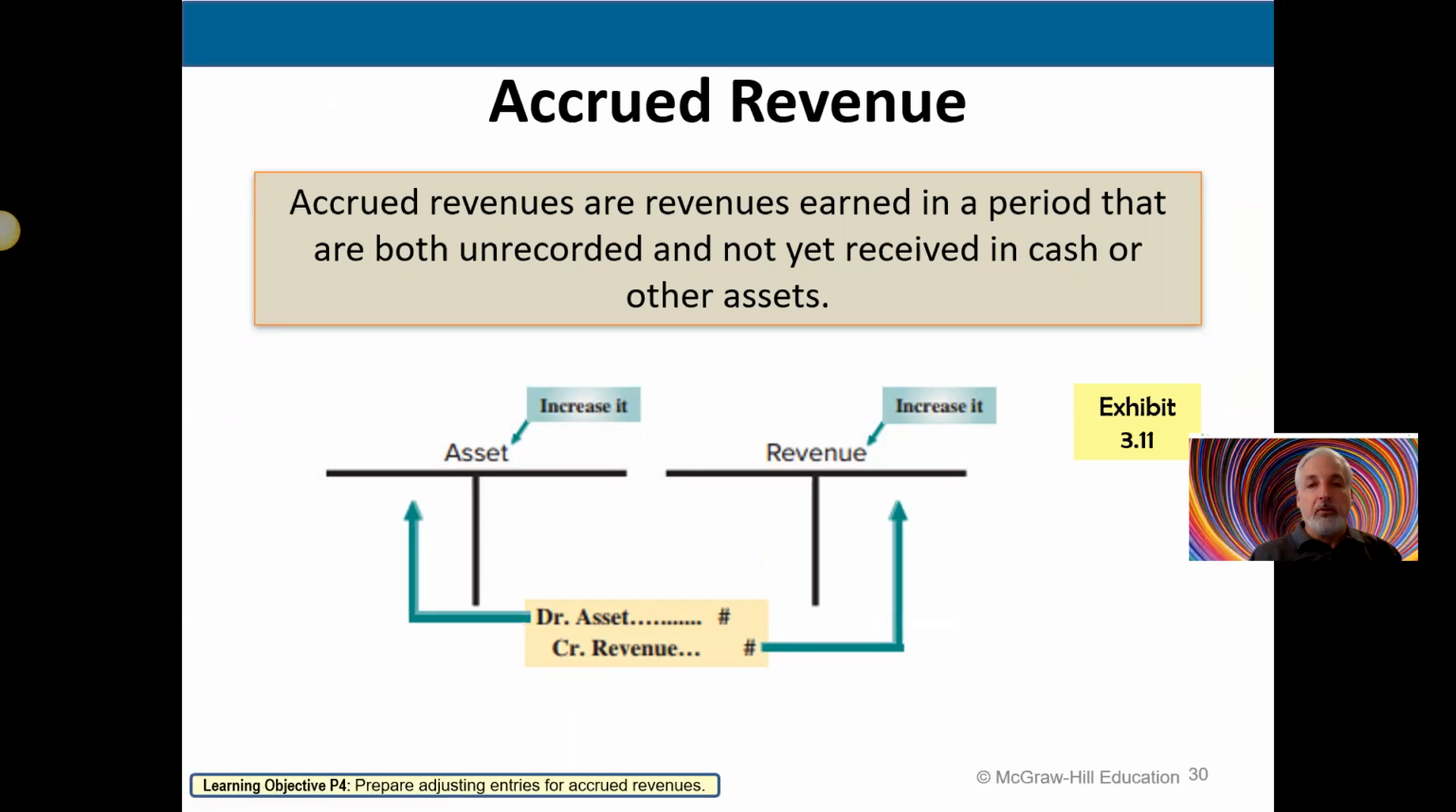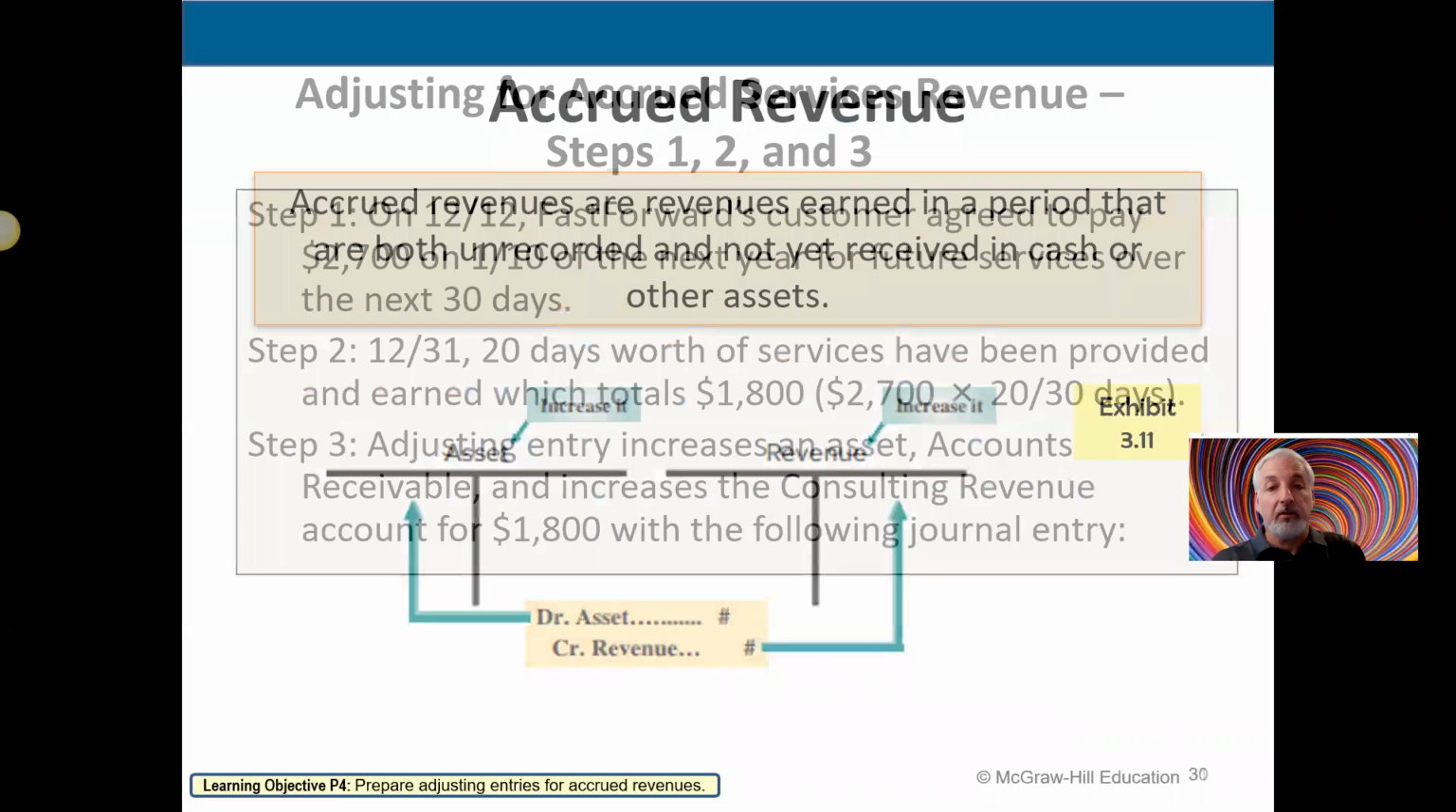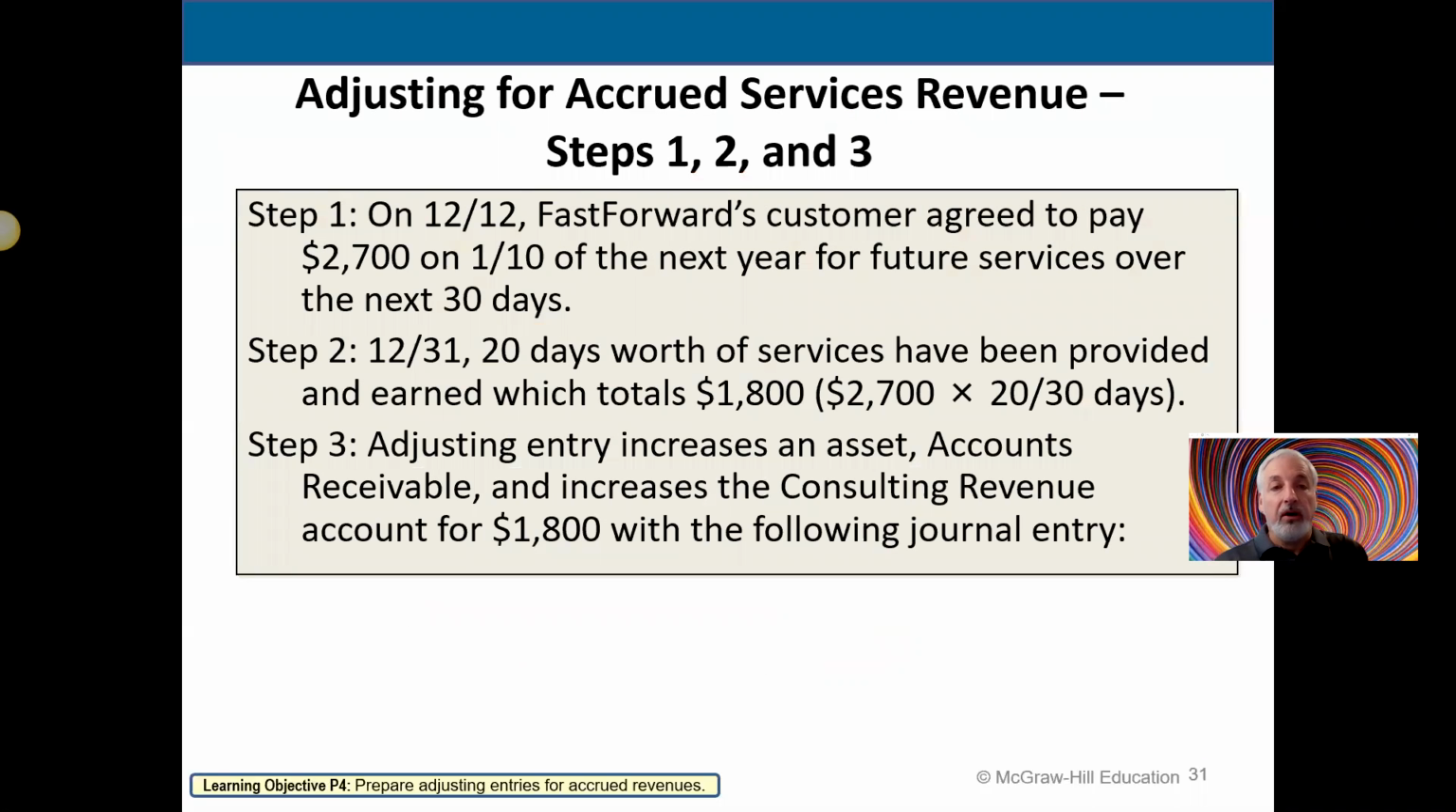Accrued revenues: earned in a period that are both unrecorded and not yet received. So, agreed to pay for future services. But again, there's no bill associated. But the consulting revenue, 20 days worth of services have been provided. We haven't billed it yet, but we know exactly how much we're owed, $2,700 bucks. Okay, I'm sorry, 1,800.